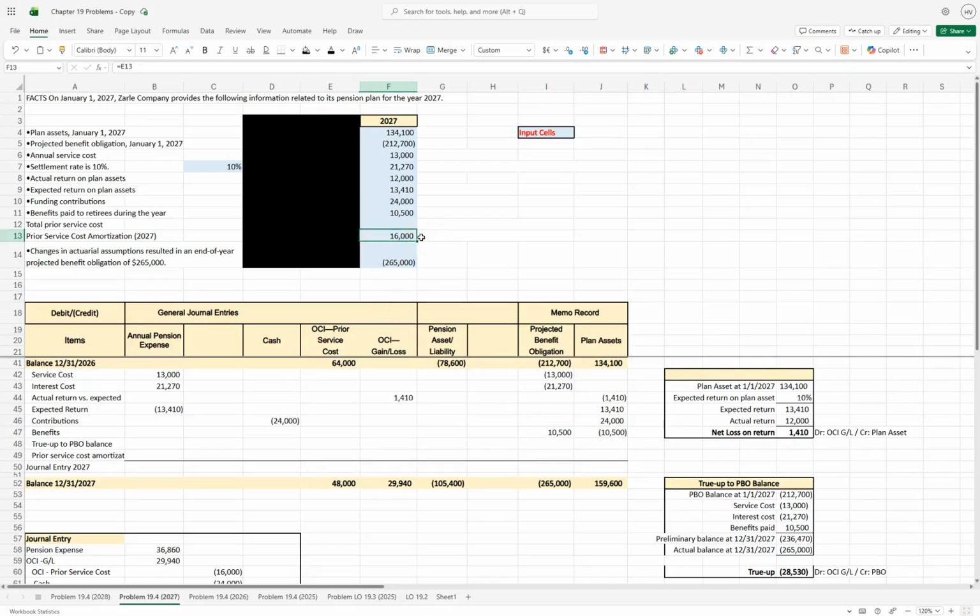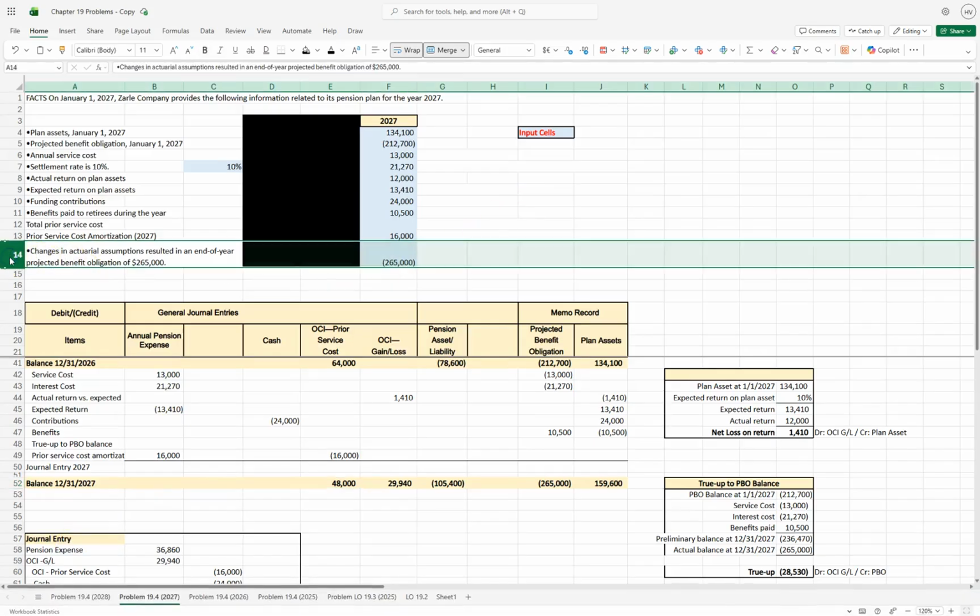And then we have our prior service cost amortization from 2026, where we had to amortize that $80,000 prior service cost. It's going to be the same journal amount each year, where we debit the pension expense and reduce our OCI, or decrease the debit. So we're going to credit OCI prior service cost. So you can see our OCI was at a net OCI loss for prior service cost of 64, and now we've reduced the loss to 48,000. So you think, okay, maybe I'm done.